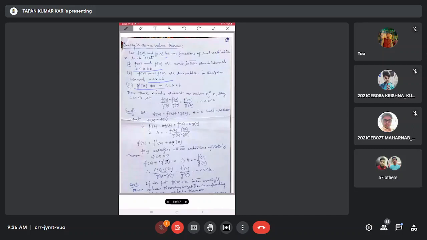From Cauchy's mean value theorem you can also obtain Lagrange's mean value theorem by setting g(x) equal to x.